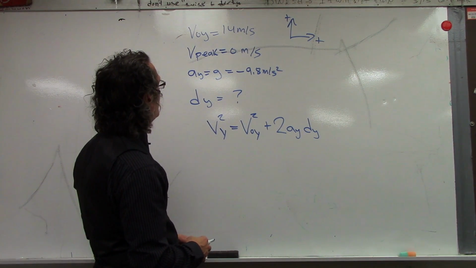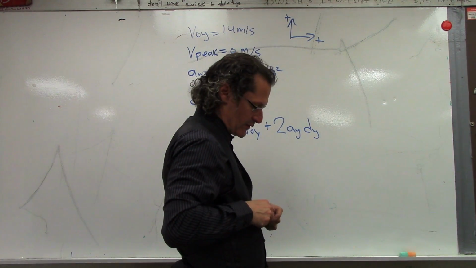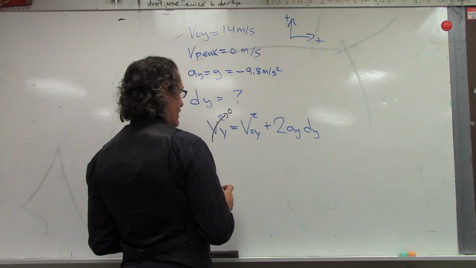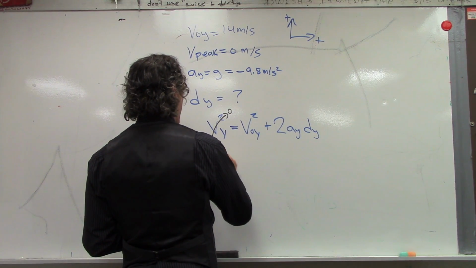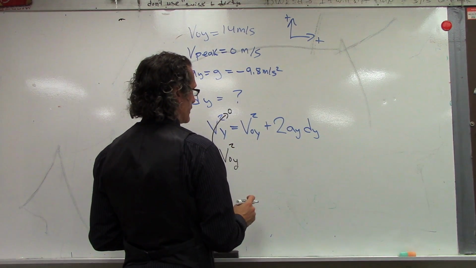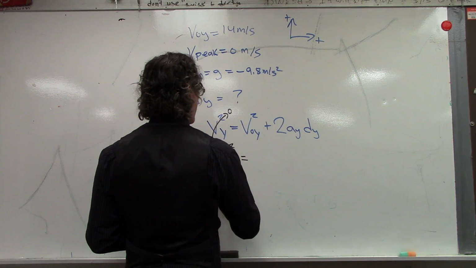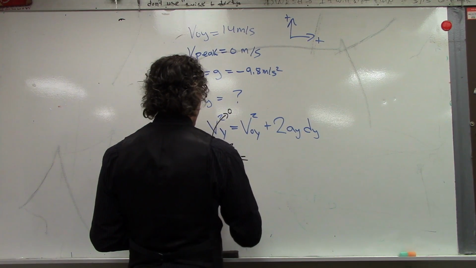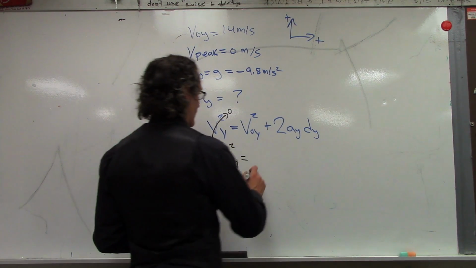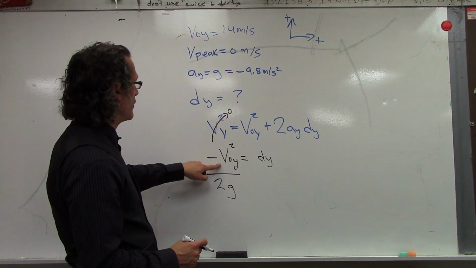All right, well, let's do this. We already know that one of them is 0, so let's just zap that for a moment. This is all 0. And so what we have is negative V naught y squared over 2ay, which is g. All right, I'll just write that down. I'll substitute it right now. 2g, like that, equals dy. Beautiful.